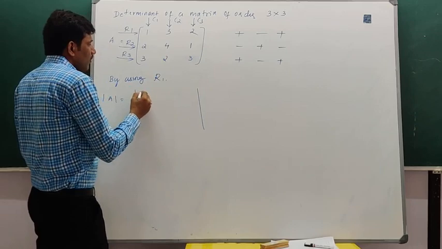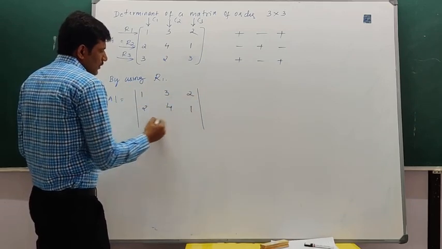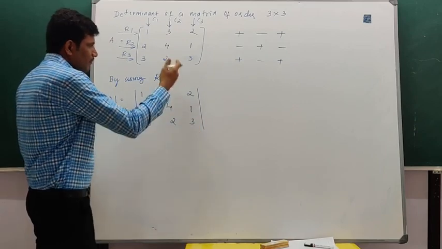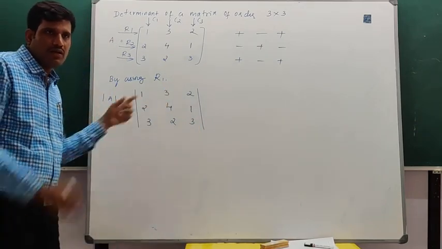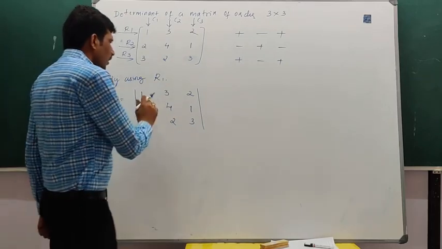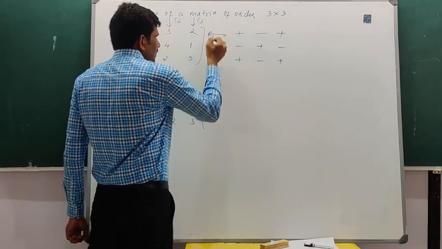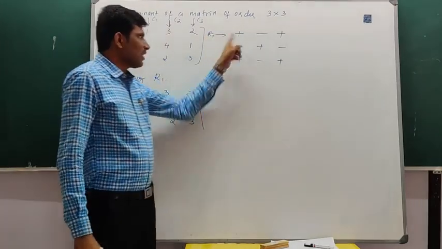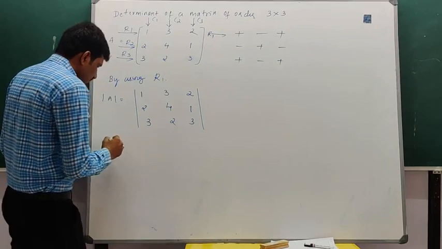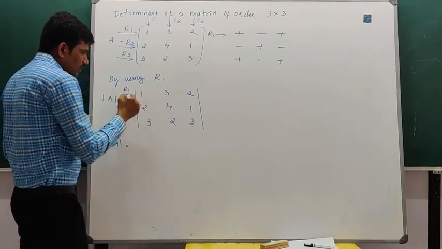See, the determinant of A, it is 1, 3, 2, then 2, 4, 1, then 3, 2, 3. So this is some matrix. When we draw vertical lines, that matrix becomes a determinant. See, how to expand it by using R1. Now we have to follow this sign convention. This is R1. What is the sign of the first element? It is plus. So now see here, determinant of A is plus into the first row. Now I am expanding by using R1.